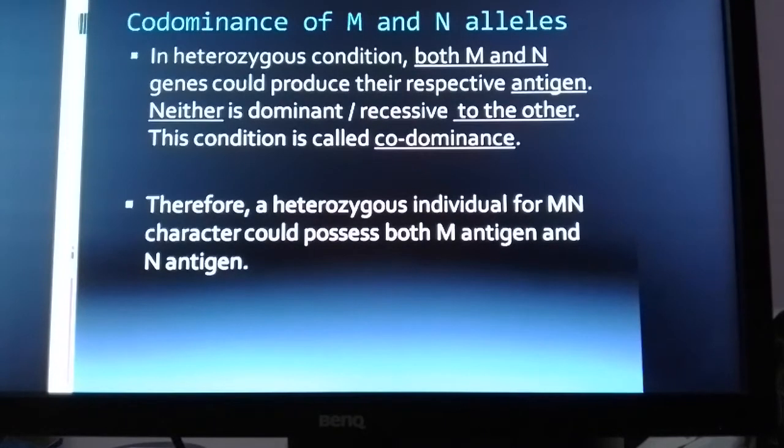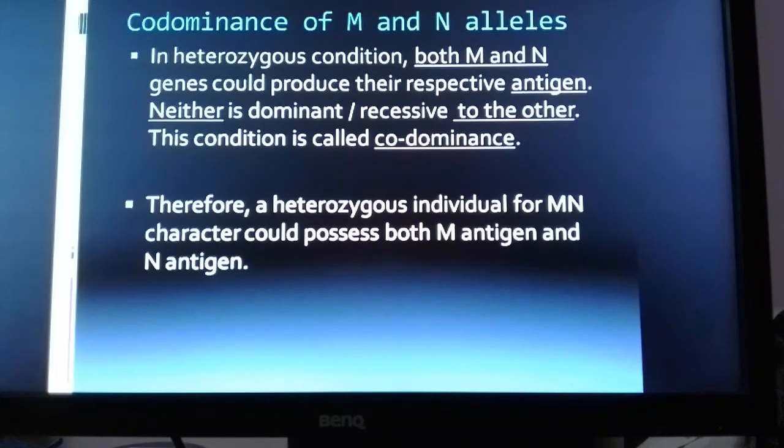They are said to be codominants because when both the alleles are present, both of them are able to produce their content. That is, the M allele can produce M antigen and the N allele can produce N antigen. So that way, neither is dominant or recessive to the other. Accordingly, the M and N alleles are said to be codominants.